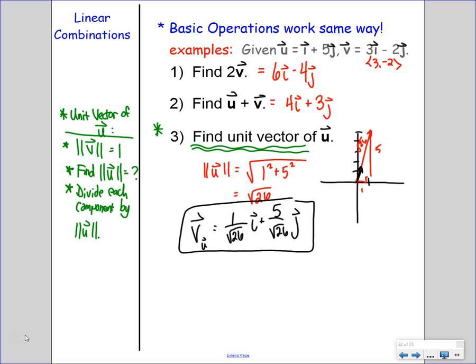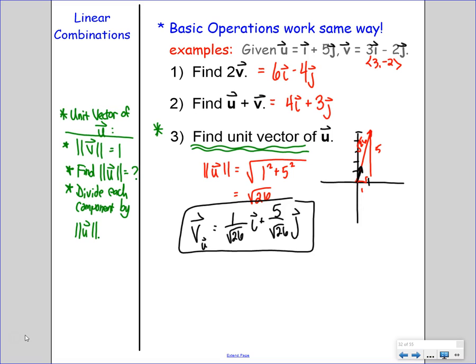So if you did not highlight yesterday how to find a unit vector, you might want to highlight that or put a star or whatever you do to say, hey, this is kind of important, it's kind of tricky, you probably want to study it. To find a unit vector, you need to have a length of 1. What do we say length is for vectors? What's a snazzy term for it? Magnitude. We want the magnitude to be 1.